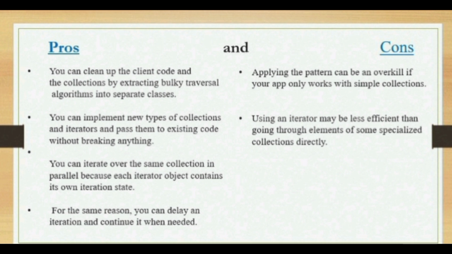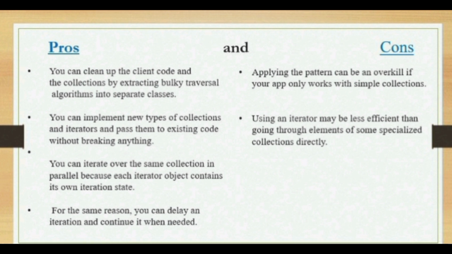Okay, so now we will talk about the pros and cons of the iterator. The first one is you can clean up the client code and the collection by extracting bulky traversal algorithms into separate classes. In this we are talking about cleaning up the client code and the collection by extracting the bulky traversal.